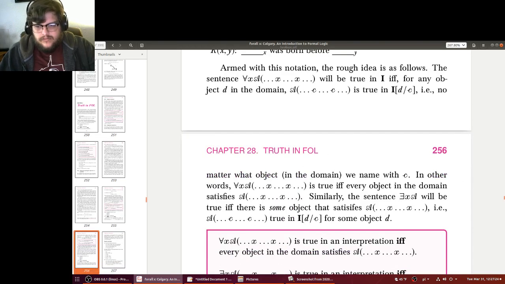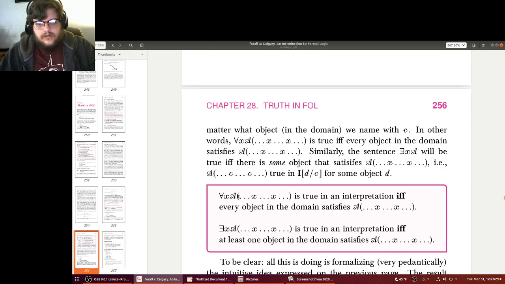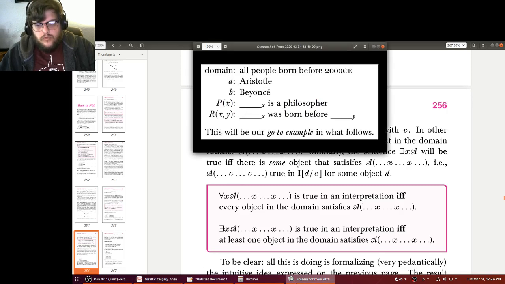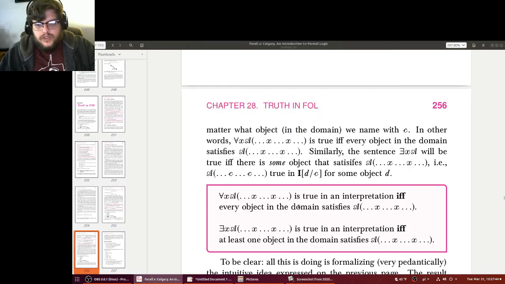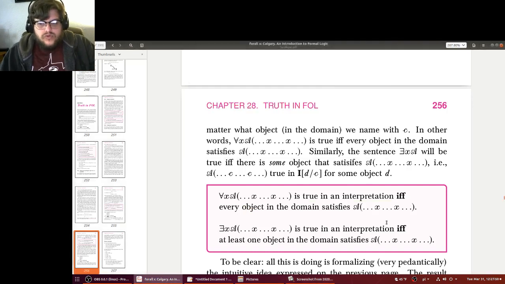Again, this is kind of complicated, but let's look at the definitions. Let's make it very clear. For all x, A with x as a free variable, well, I guess it's a bound variable once it's inside this quantifier. This is true in our given interpretation if every object in the domain satisfies this. Okay, that's what you want it to mean.